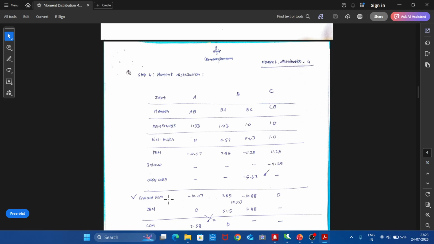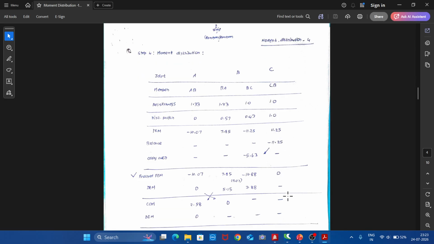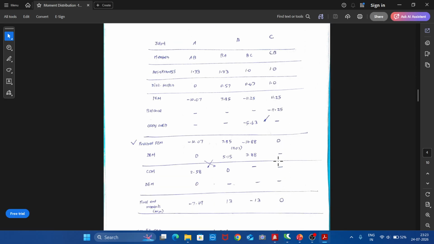Now we need to finalize the fixed end moment. We need to finalize by adding from here. So minus 10.07 here, here 7.85, and then minus 11.25 minus 5.6 will be minus 16.88. Then if I add this, 0. So hereafter we should not touch this end because this is a freely supported end. So we have made the moment as 0. So hereafter there should not be any carryover or distribution at this end.